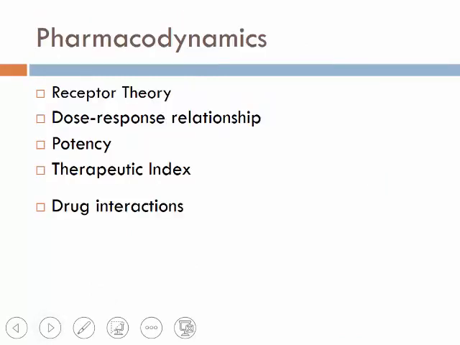All right, so I think we're done with this introduction to pharmacodynamics, but we're going to talk about receptor theory, dose-response relationships, potencies, therapeutic index, and drug interactions from the standpoint of pharmacodynamics.